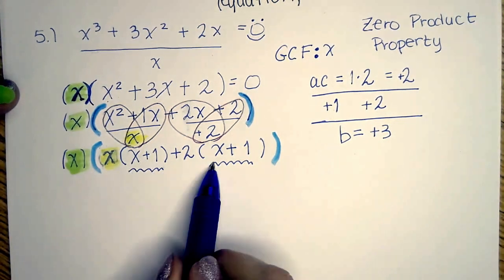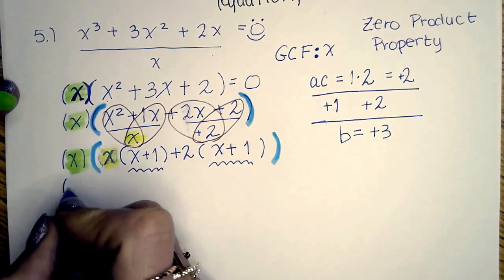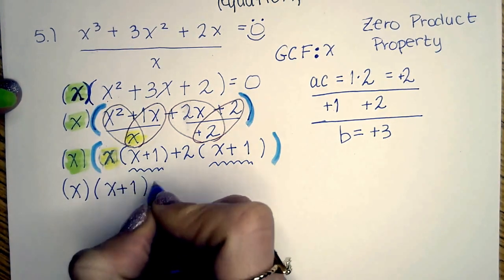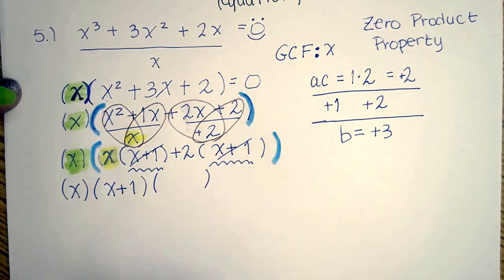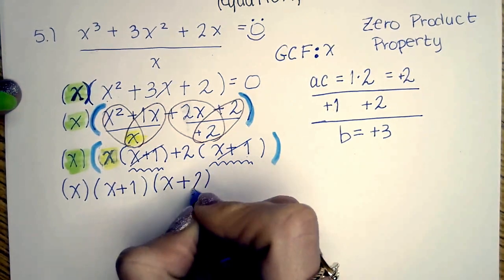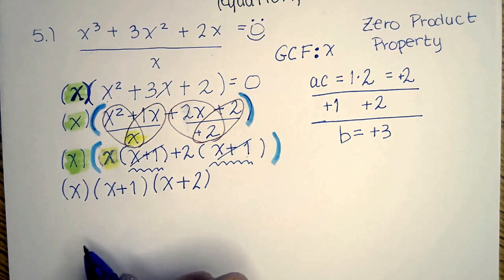Now, if it matches, you're winning at life. Bring it out front, in front of the yellow one, really. It doesn't actually matter because multiplication is commutative. So here's x plus 1. And then, if it matches, you're winning at life. Bring it out front. What's left inside? Good. Is this fully factored now? Yes, okay? Yes, it is.